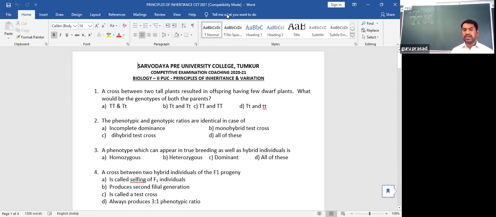Or if it is a dihybrid cross, it is 9:3:3:1. So the phenotypic ratio will change. Here he is saying always, which is not possible. Depending upon the F1 and depending upon the character, either one or two characters, the phenotypic ratio of F2 will change when F1 is crossed. So the answer is option B.